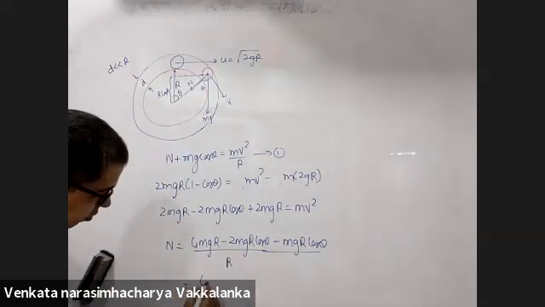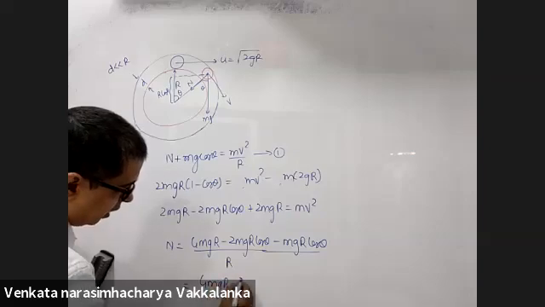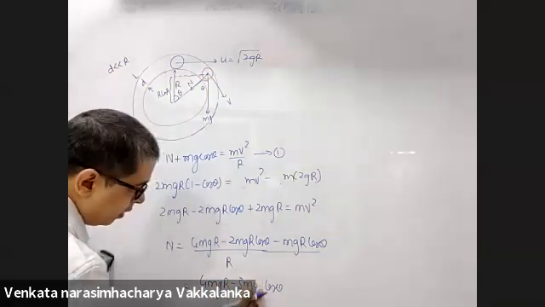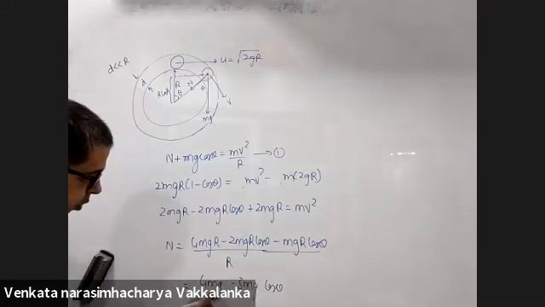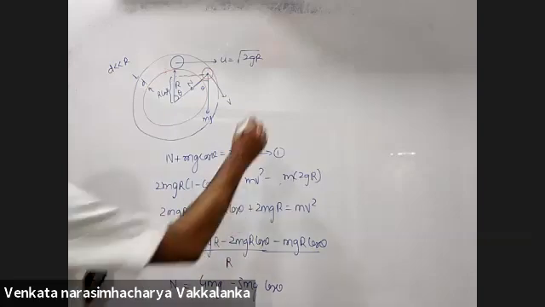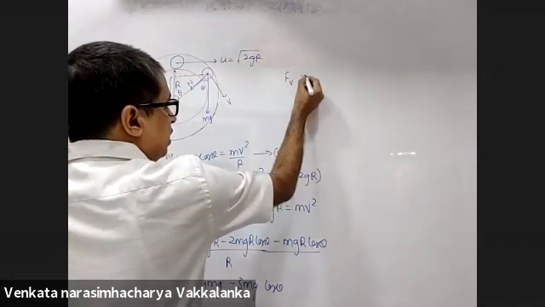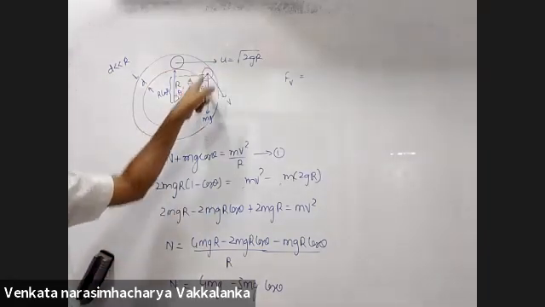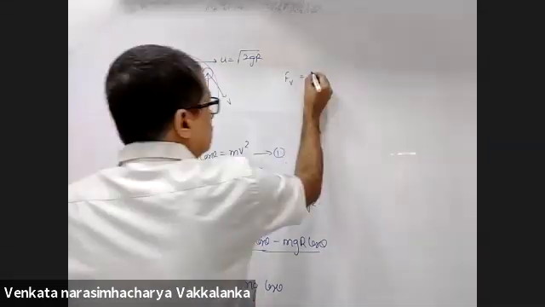So N is equal to 4 mg r minus 3 mg r cos theta. Remove r all throughout numerator and denominator. I got N. What are you in search of? The vertically downward acceleration. How do you know that it is downwards? Because normal force is also downwards, mg is also downwards.